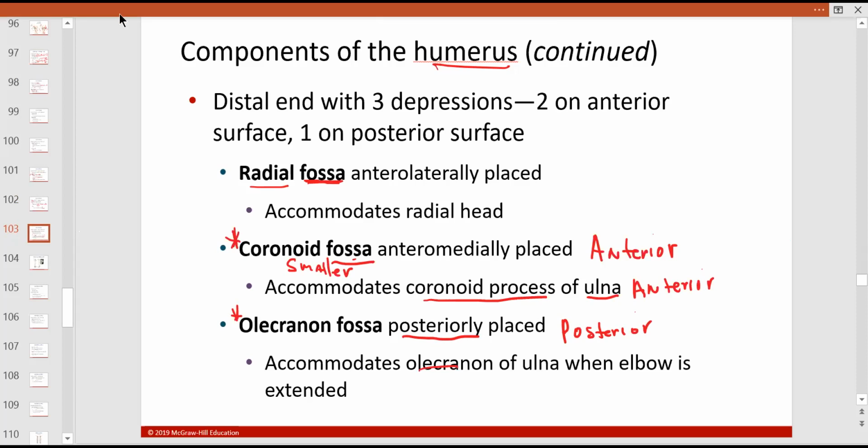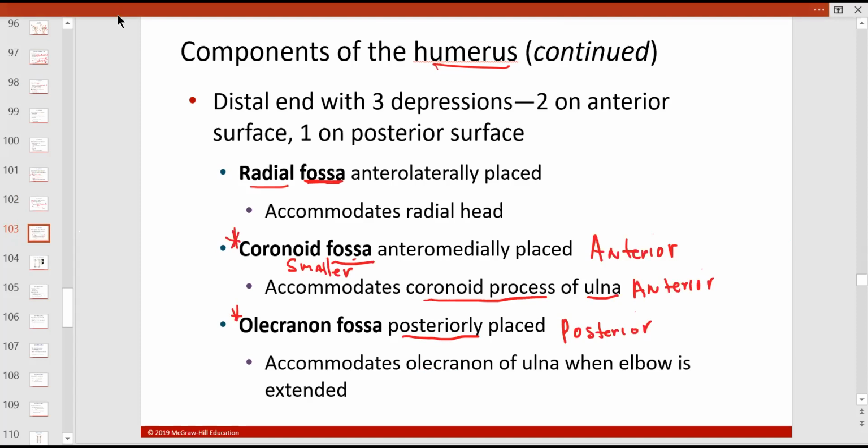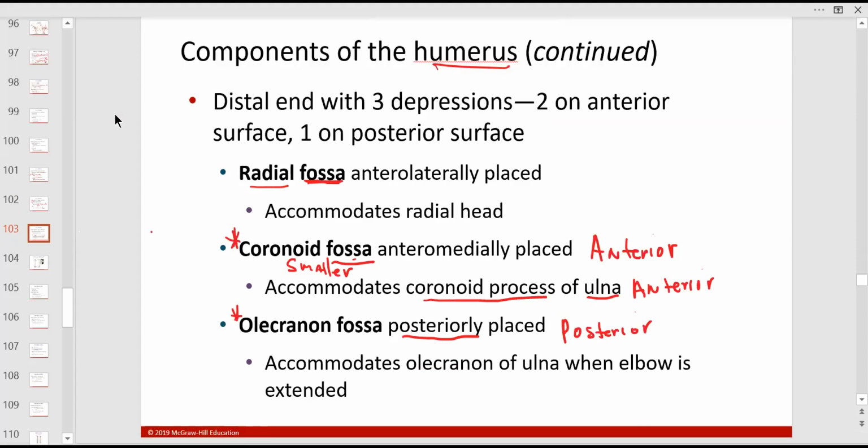It's like the acromion, and you're going to have to remember this term, because I'm going to ask you about the olecranon. The olecranon is the posterior part of the proximal ulna. So olecranon is really important, olecranon process, but you could just call it olecranon later, of the ulna. And that's going to go into the posterior fossa of the humerus, which is called the olecranon fossa. A lot of stuff.